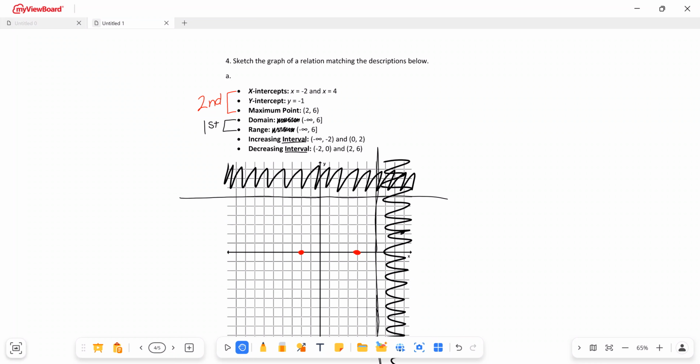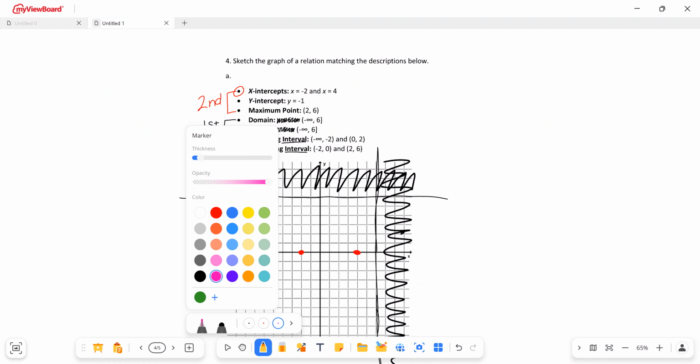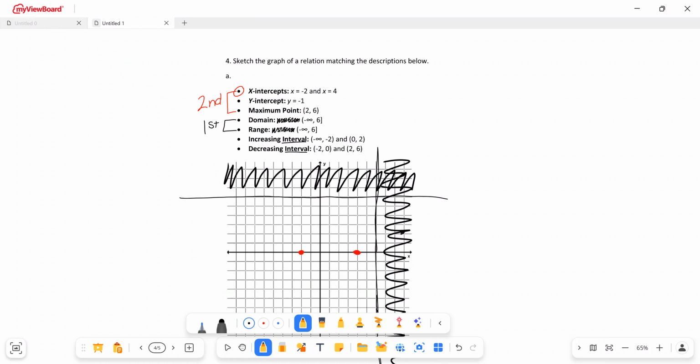And I'm going to do some color coding with mine, just so if that is something that's helpful to you, you can do that as well. Okay. So that's my x-intercepts. My y-intercept is where I cross the y-axis. We cross the y-axis at -1. Okay, you with me so far on those?